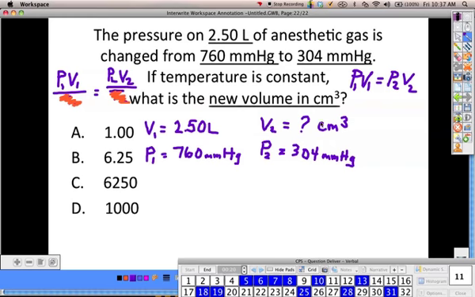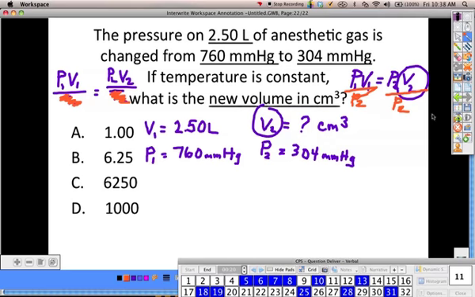I need to get this V2, the thing that I'm looking for, all by itself in this equation. I could either plug in my numbers and then rearrange, or I could rearrange right away. I like rearranging right away because it's easier to make sure I'm putting stuff in the correct spot. Right now I have V2 multiplied by P2. How do I get rid of multiplication? Division, absolutely. So I have to divide both sides by P2.